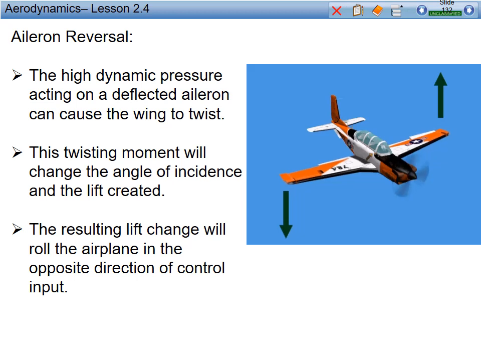Aileron reversal. The high dynamic pressure acting on a deflected aileron can cause the wing to twist if the wing's structural strength is not enough to withstand that load. This twisting moment will change the angle of incidence and thus change the lift created. The resulting lift change will roll the airplane in the opposite direction of the control input. In this video, the left aileron goes up and right aileron goes down, as if the plane were trying to do a left aileron roll. As the ailerons are deflected, the wings twist and cause the airplane to roll to the right when controls were put in for the plane to roll to the left.